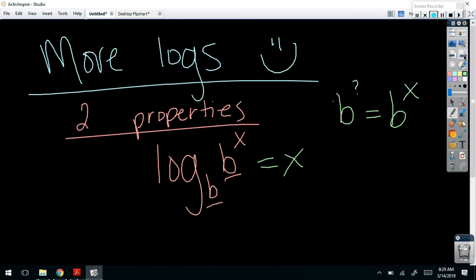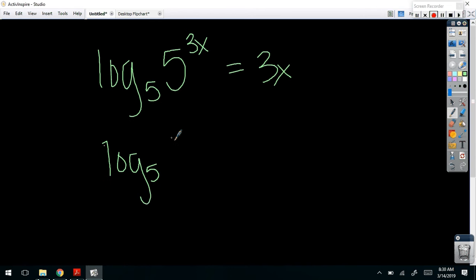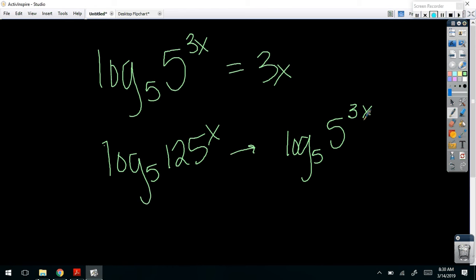So if I had, for example, what would that equal? Do you understand that if it did not look like that initially, but rather it looked like, yes, somebody said it. That is the same thing, right? Do you recognize that 125 is a power of 5? Yes, and so I could rewrite it as log base 5 of 5 to the third, but the x is still there, right? Everything goes since that's the same and still leaves me with 3x.